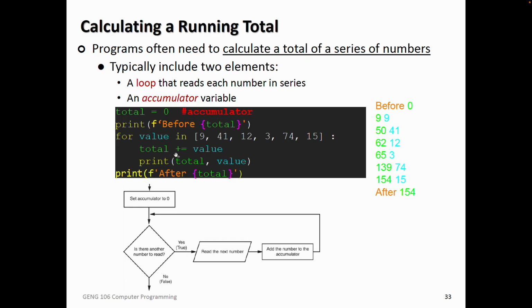And then this is just to track the code. So we print the total score and the current value. And then at the end we print the total. So here is the output. Again, the left part is the current total, and the right part is the current number. So we start with 0, and we print 9. The total is 9. Then the current number is 41, and then the total score is 50. Current number is 12. Total is 62. Current number is 3. Total is 65. Current number is 74. The total is 139. The current number is 15, and the total is 154, and we finish.